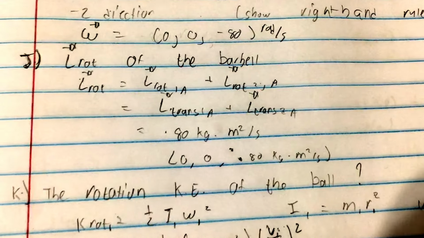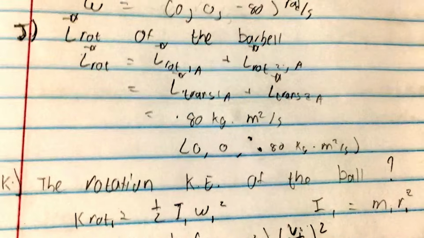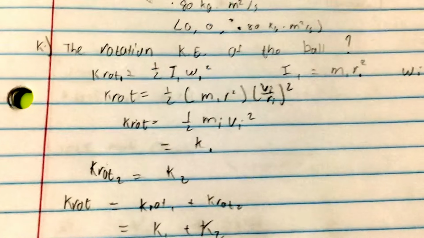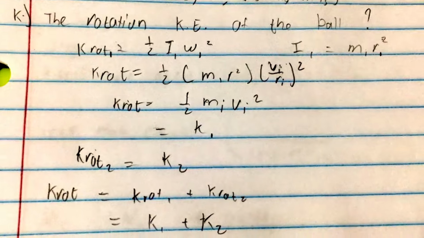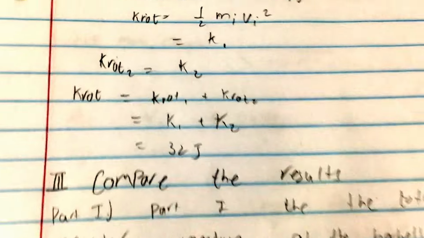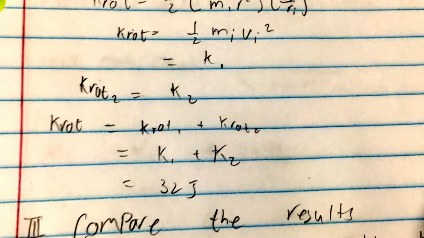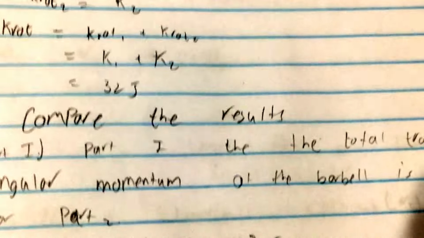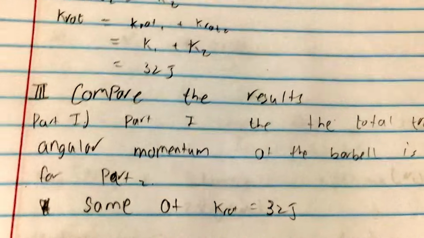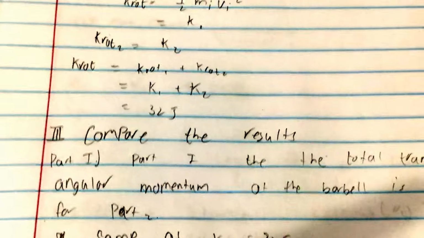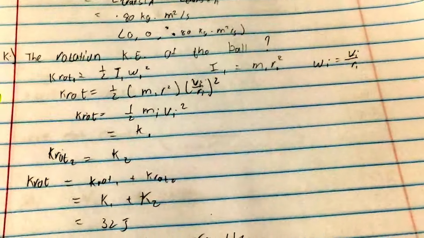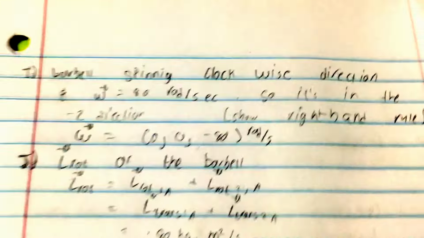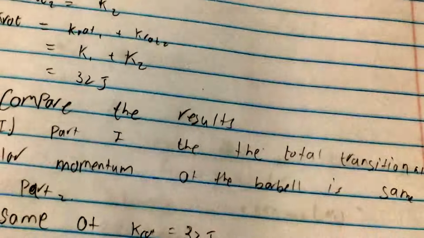The rotational energy of the ball is equal to the translational energy of the ball for A and B, so we get that. The rotational kinetic energy is K rotation equals K rotation 1 plus 2, which is 32 joules, and they're both the same since they both have the same value, and regardless of how you do it, they're all the same in moment of inertia and angular velocity. So overall, the key important thing for this one was that it was spinning clockwise, and that's what determined the direction. And that's it. Thank you.